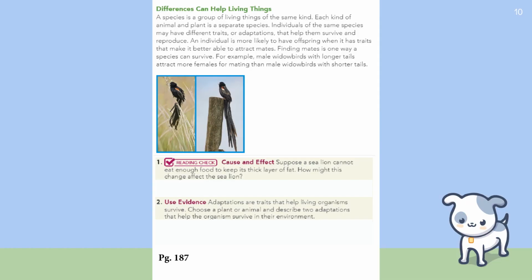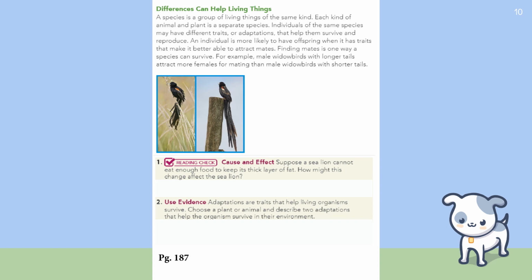Differences can help living things. A species is a group of living things of the same kind. Each kind of animal and plant is a separate species. Individuals of the same species may have different traits or adaptations that help them survive and reproduce.